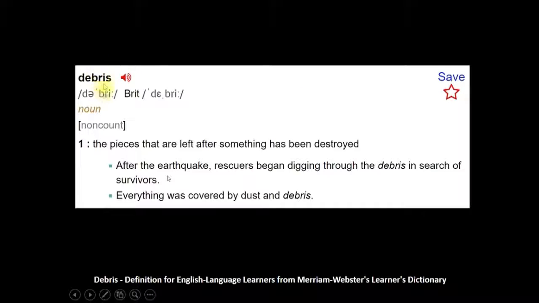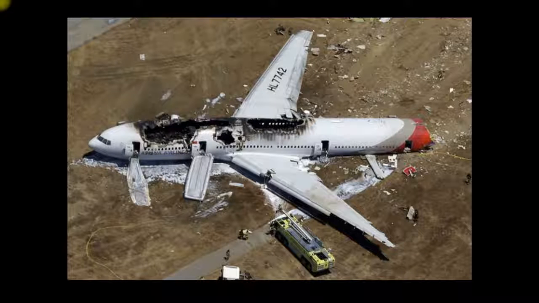Now, debris, in American English, debris, or in British English, you'll sometimes hear debris. Now, I'm American, so for the rest of this lesson, I'll be saying debris. Debris is also an uncountable noun, which means the pieces that are left after something has been destroyed. So, the idea here is that generally debris is very similar to wreckage, but often it has the implication that debris is the smaller pieces.